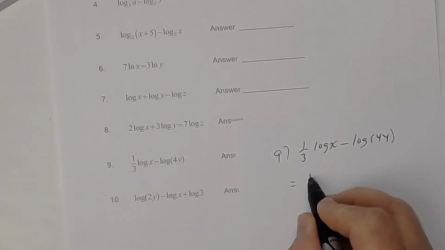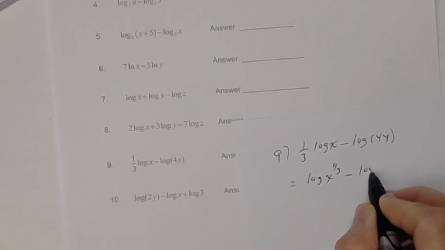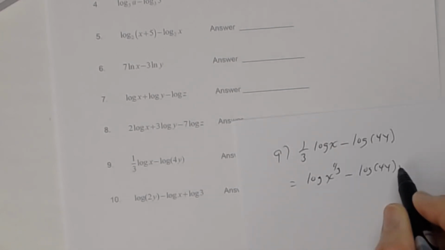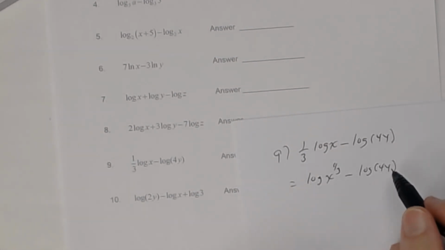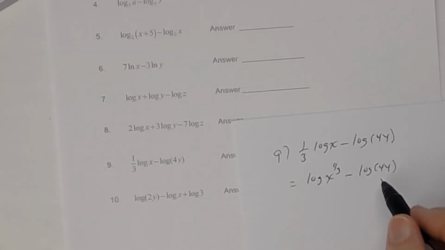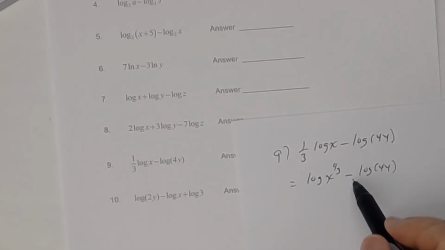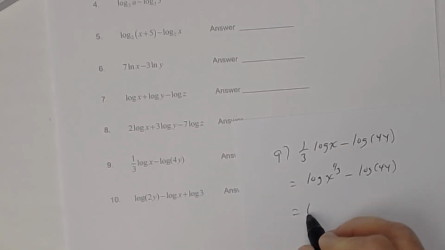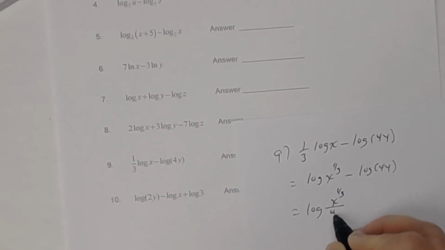So this becomes the log of x to the 1/3 minus the log of 4y. Now don't expand the 4y because you're trying to condense, right? So leave it as 4y. Now I'm going to write this using the quotient rule. So this becomes the log of x to the 1/3 divided by 4y.